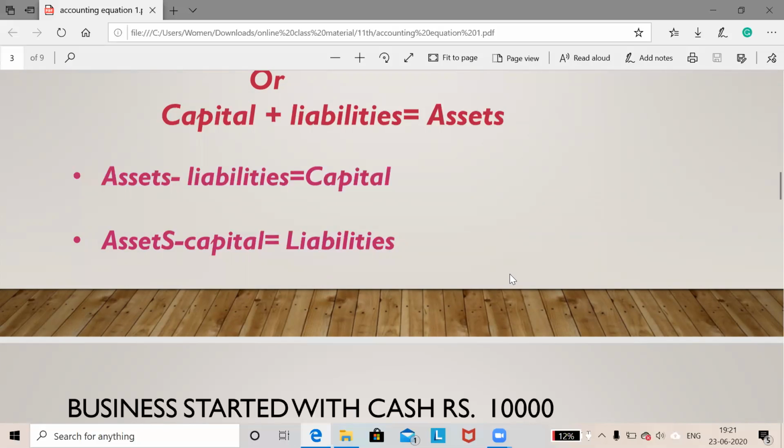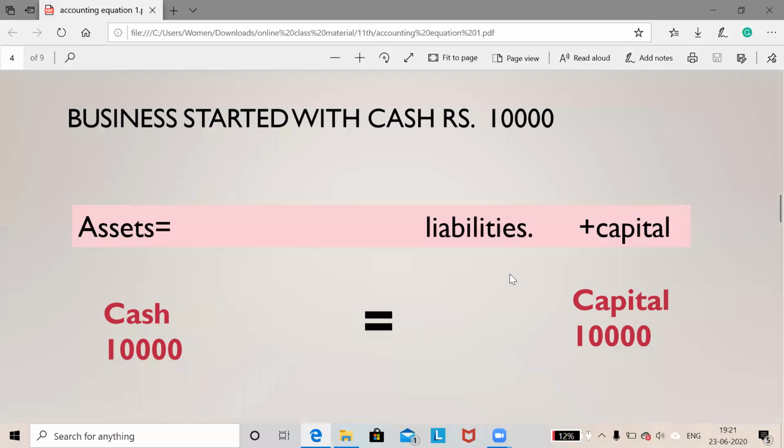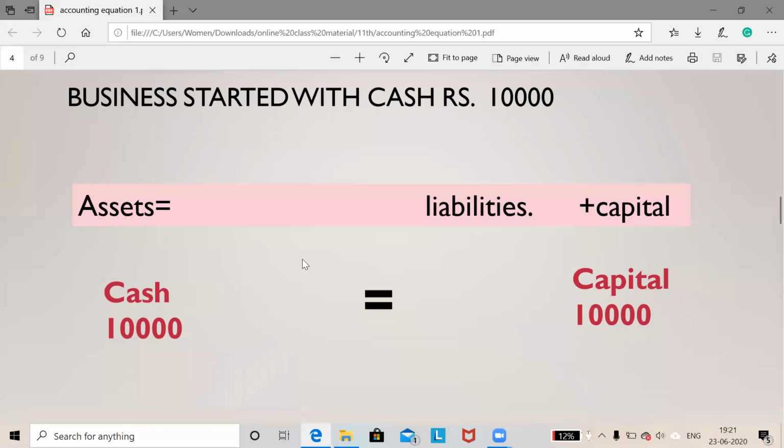Let me have one example. The business started with cash, rupees 10,000. So here asset, cash, is equal to liability plus capital. Here the business started with cash, and the business started with capital. So capital 10,000, and at the same time cash also 10,000.